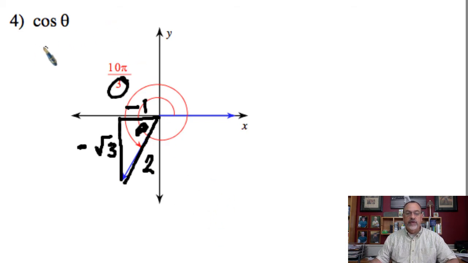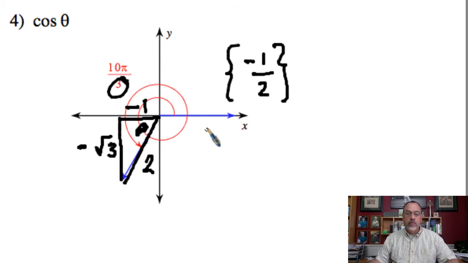And now I can determine my ratio. Cosine is adjacent, which is negative 1 over hypotenuse, which is 2. So the cosine of this angle would be negative 1/2.